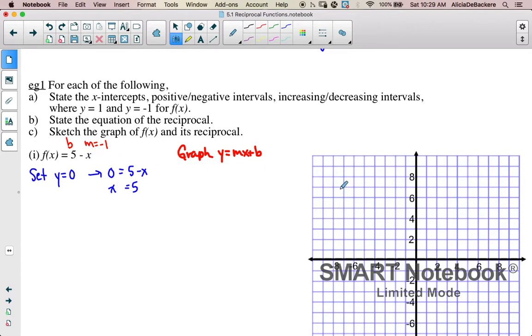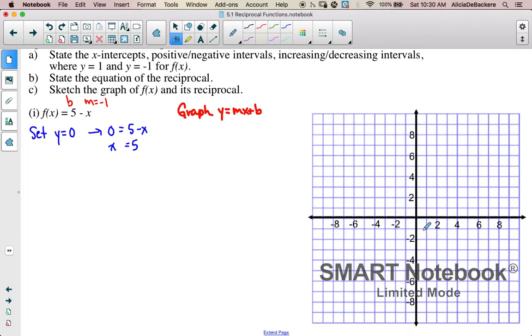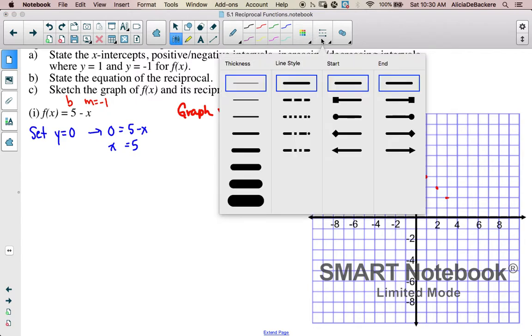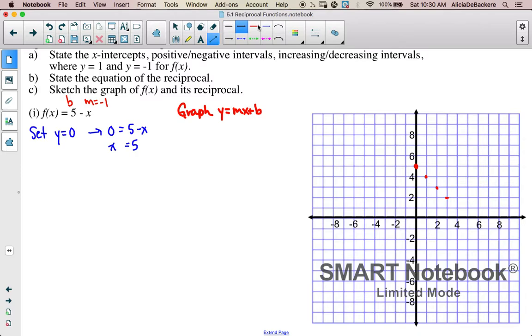So I can see here that I'm going to start my original graph at 5. And then my slope is going to be rise 1, run 1, but it's going down. It's a negative. And so there's my points, and then I can use my straight line tool or my ruler to connect those.